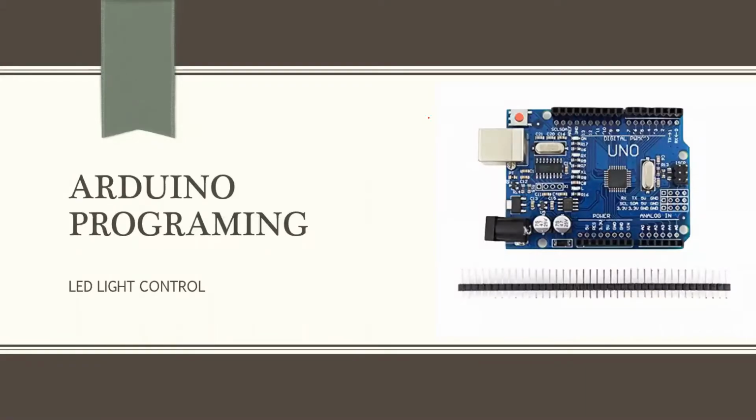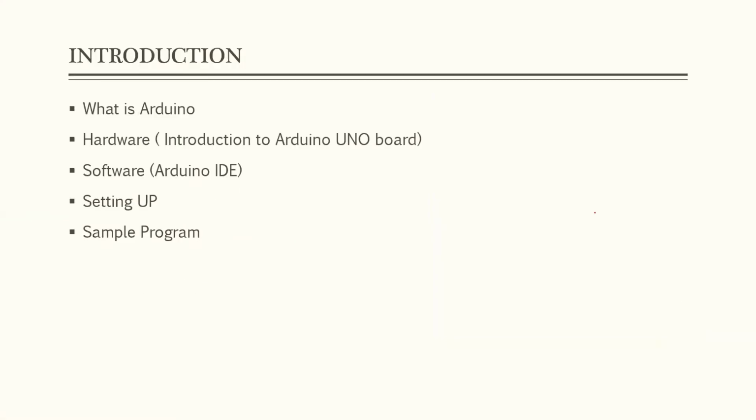So here we will learn Arduino programming for LED light control. This is our first lesson on Arduino programming for LED light control. We will be using the Arduino Uno board here. You can see the picture of the Arduino Uno board. This board we will use for the programming. First we will learn what Arduino is, what hardware is used, its software, and then how to set up to use, and then start the sample program of LED light control.